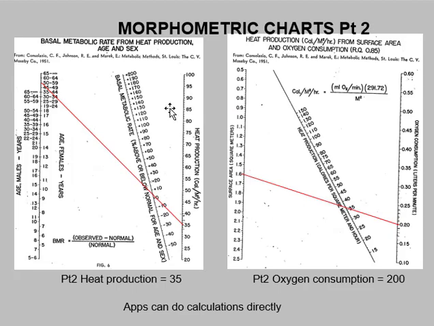The other 2 morphometric charts are used in conjunction, as you saw. We want to know the heat production to get the oxygen consumption. So the patient was 54. Basal metabolic rate was 0, and the heat production was 35. In this case, it was impossible for me to align the red bar perfectly over the zero. It shifted either above or below, but on paper I could do it quite easily, and believe me, the heat production was perfectly 35.